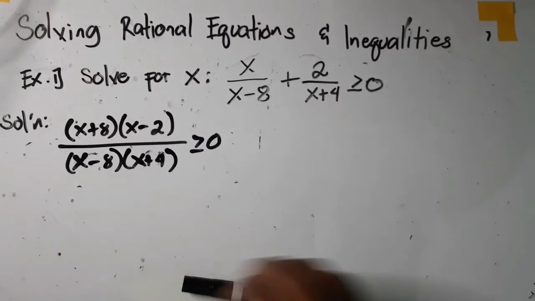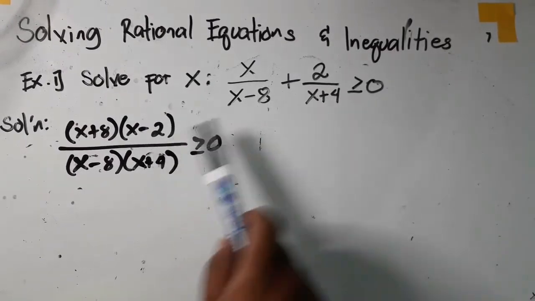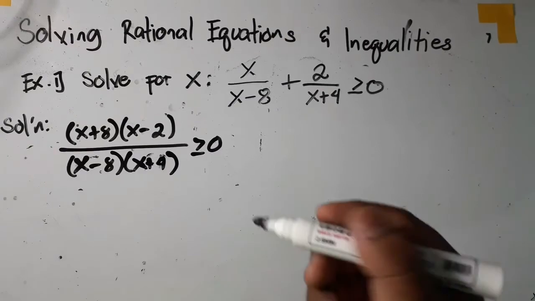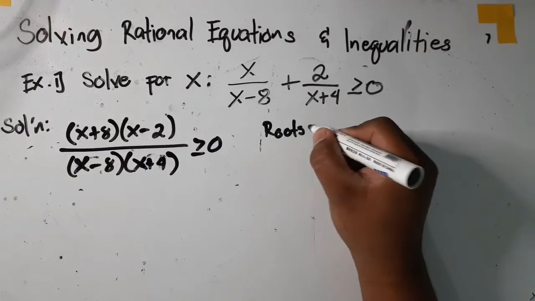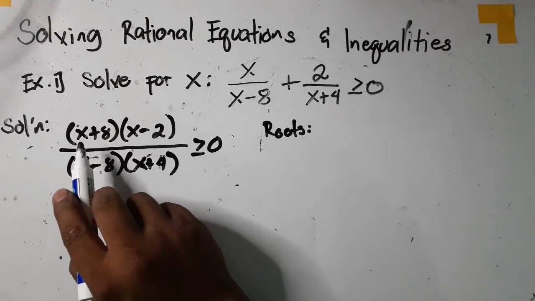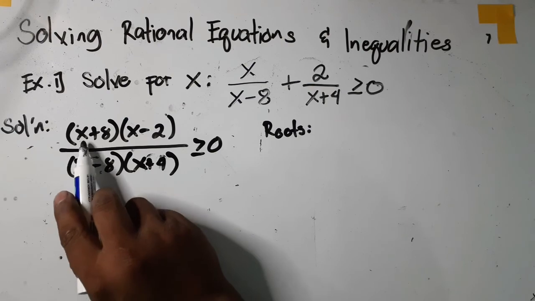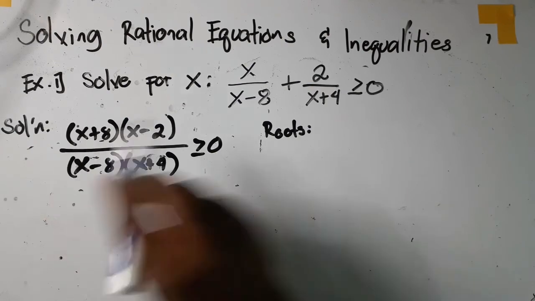Okay, so let's continue on how to solve for x. So this inequality is equal to the given inequality. Okay, so the first thing to do is, again, solve for the roots. The roots are when our expression becomes zero or undefined. Okay, so for x plus 8, when is that factor equal to 0?